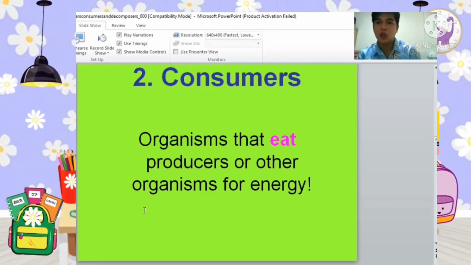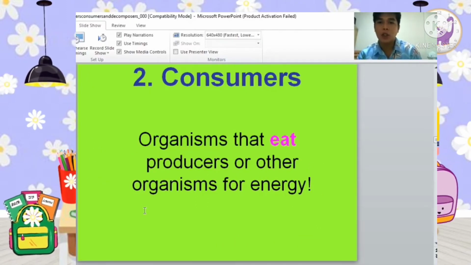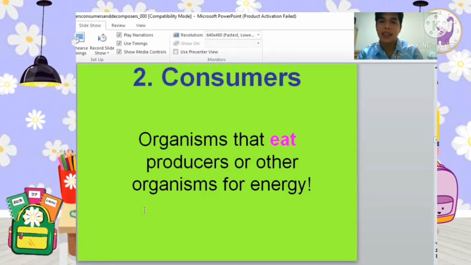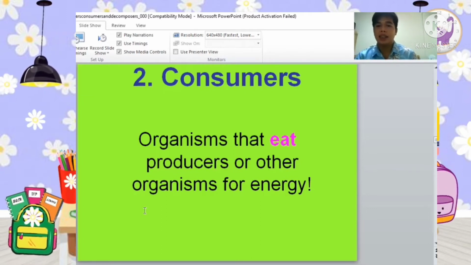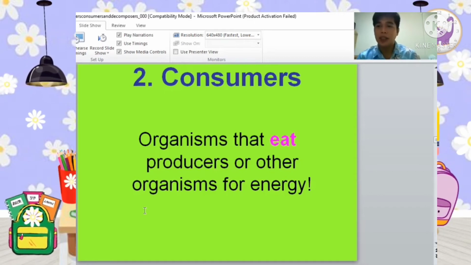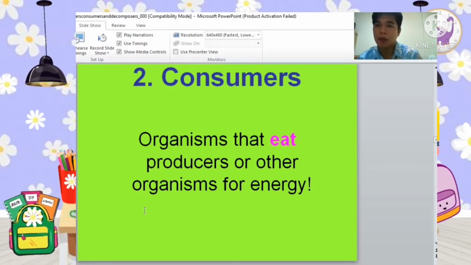Next is consumers. Let's read. 1, 2, 3, go. Organisms that eat producers or other organisms for energy. Consumers are the organisms that eat the producers or the other organisms for energy. What are the examples of consumers?